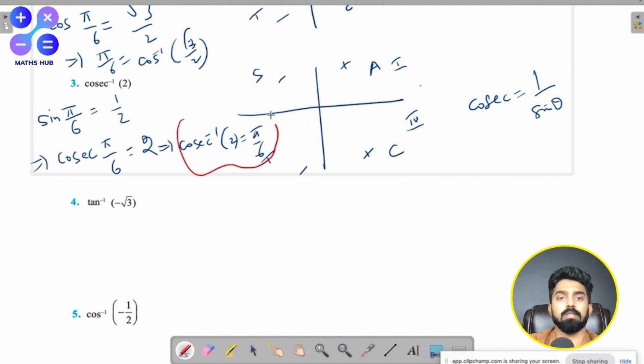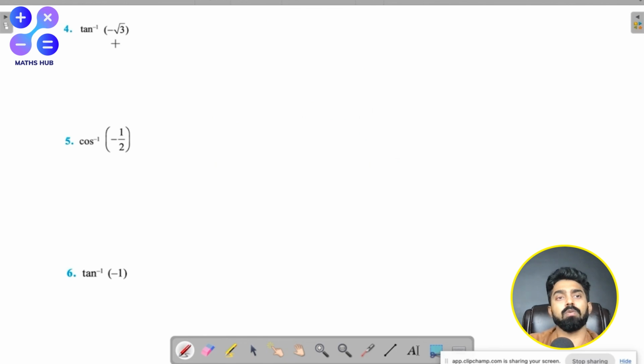That's it. That's all it is. Since it is directly giving us the answer, we don't need to worry about anything else over here. We don't have to think about other quadrants. So we directly can say the answer is pi by 6. Right. So this question says tan inverse of minus root 3.